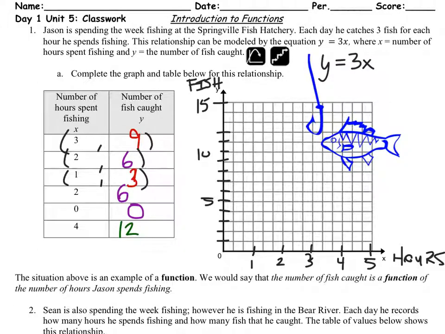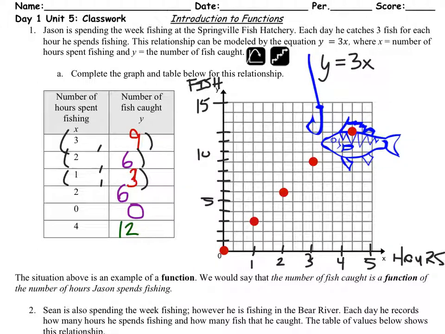So, we'll start with 3, 9. Bam. Then we got 2, 6. Bam. 1, 3. Nailed it. 2, 6. There it is again. 0, 0. And then 4, 12. 10, 11, 12. There we go.